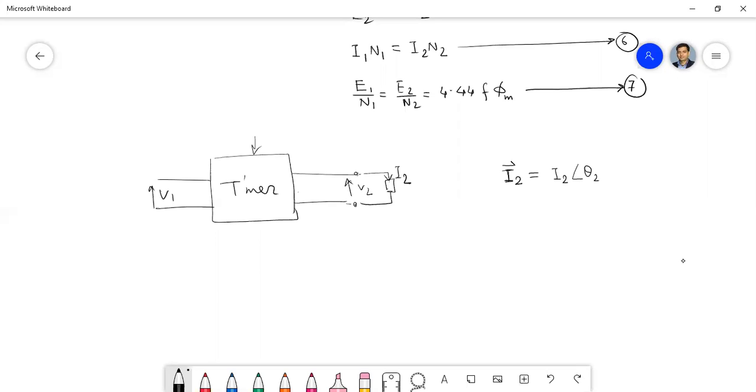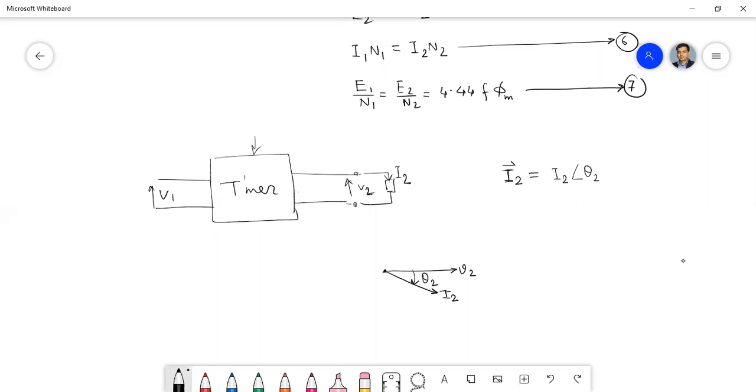Now this phase will be measured with whom? For I2 the reference phasor is V2. That is our starting point. Suppose V2 is the reference phasor. And what is I2? I2 may be leading, may be lagging, or maybe unity power factor. If it is a lagging load, then I2 will be like this, and theta 2 will be drawn like this. Is that point clear?